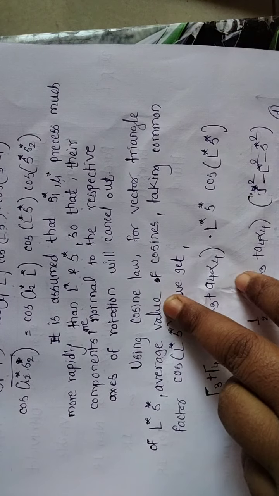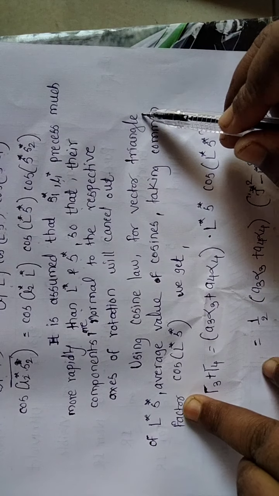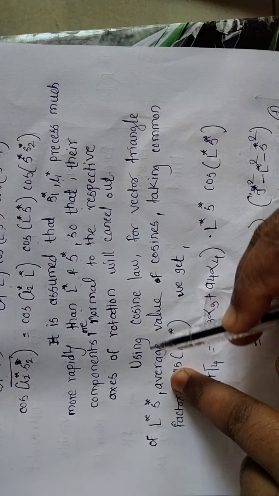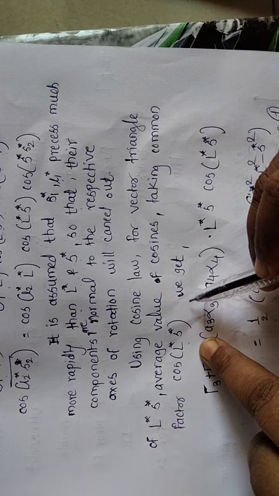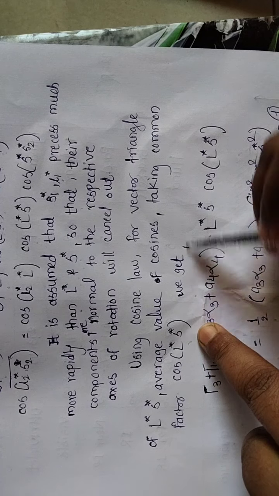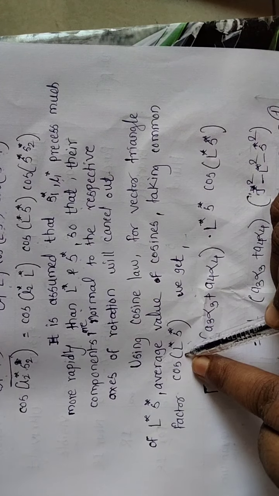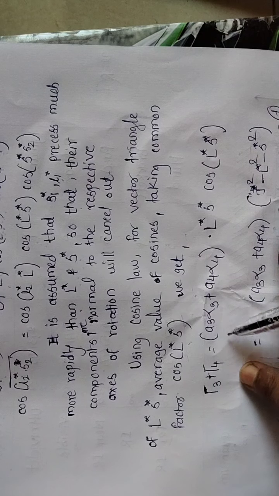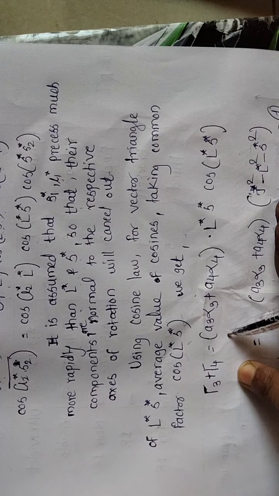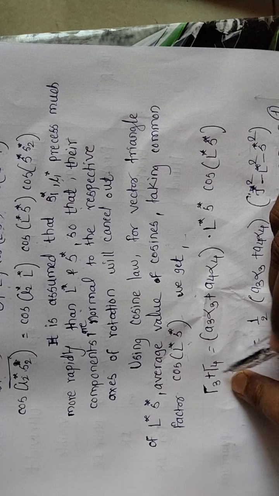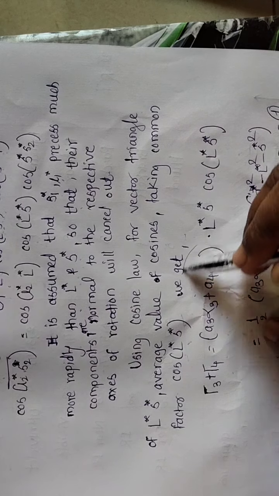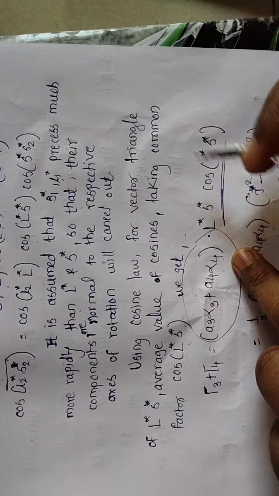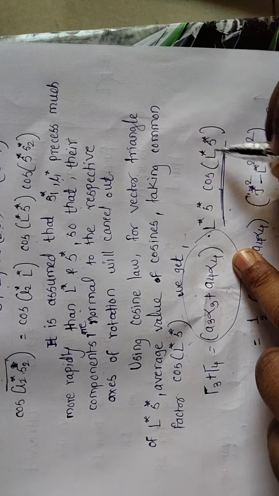Using the cosine law for the vector triangle of L star and S star, and taking the average value of cosines with common factors, cos of L star and L star, cos of L star and S star, we get this. So we have taken this common term and written the equation. Again we write the equation: lambda 3 plus lambda 4 is equal to a3 alpha 3 plus a4 alpha 4, taking common this term L star S star into cos of L star S star. In LS coupling this is the predominant interaction.